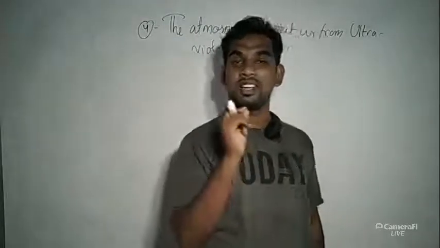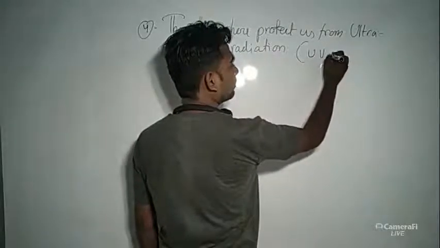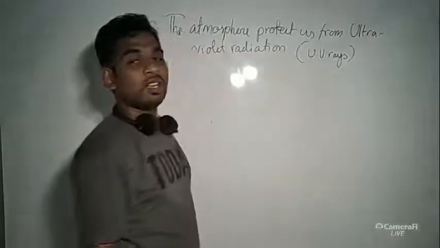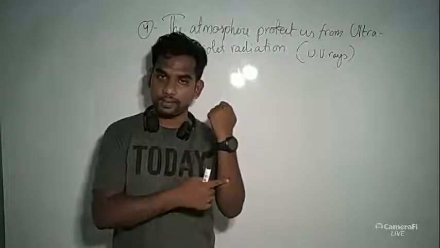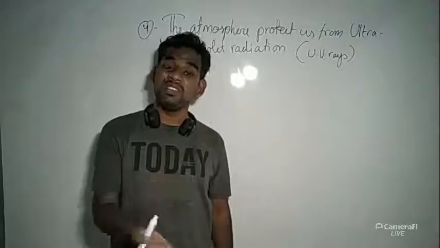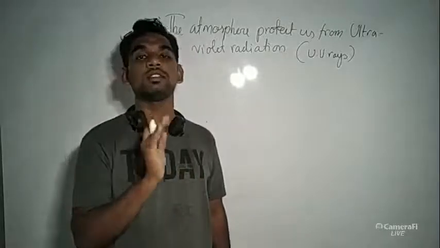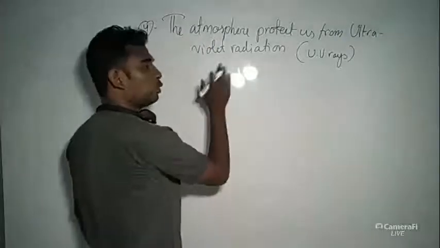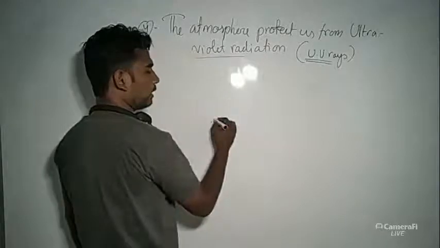Ultraviolet radiation is such a radiation which is also known as UV rays. So, what is this UV rays? These UV rays are so dangerous that it may cause skin cancer, it may cause blindness, it may even affect the process of photosynthesis and so on. Clear? So how does the atmosphere protect us from this UV ray? UV ray से atmosphere हमें कैसे protect करता है?